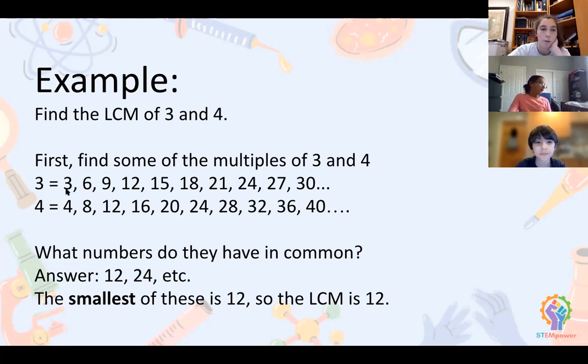So they don't have 3 or 4 in common, because 4 does not have 3 and 3 does not have 4. They don't have 6 or 8. 4 does not have 9, and then they both have 12, exactly. So the smallest, the least common multiple is 12.